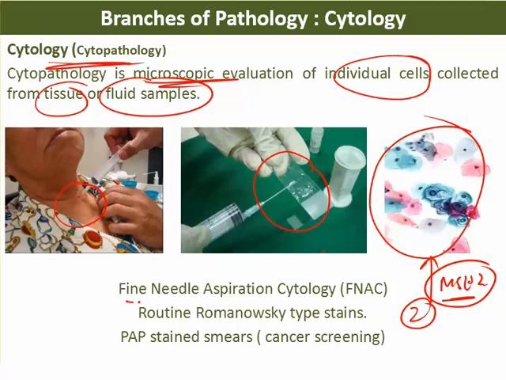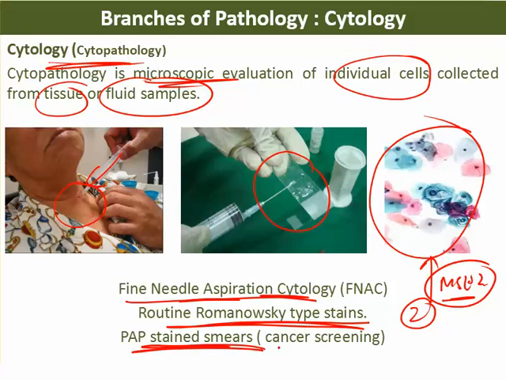So what are the methods? FNAC means fine needle aspiration cytology. This is called fine needle aspiration cytology, and the stains used are routine Romanowsky stains and Pap stain. Pap stain is commonly used for cancer screening.